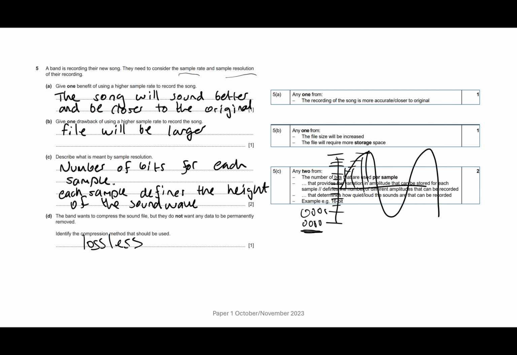Okay, part C. So we've got the sample resolution is the number of bits that are used per sample. That's the first bit there. Apologies, the graph is covering that. And then they've got here that provides the variation in amplitude that can be stored for each sample. And amplitude just means the height of the waveform. So we've just said the height of the sound wave or the height of the waveform. So you could draw a little chart if you wanted to. So number of bits for each sample defines the height of the sound wave at a particular point. And then lastly, we've got lossless compression for that one.